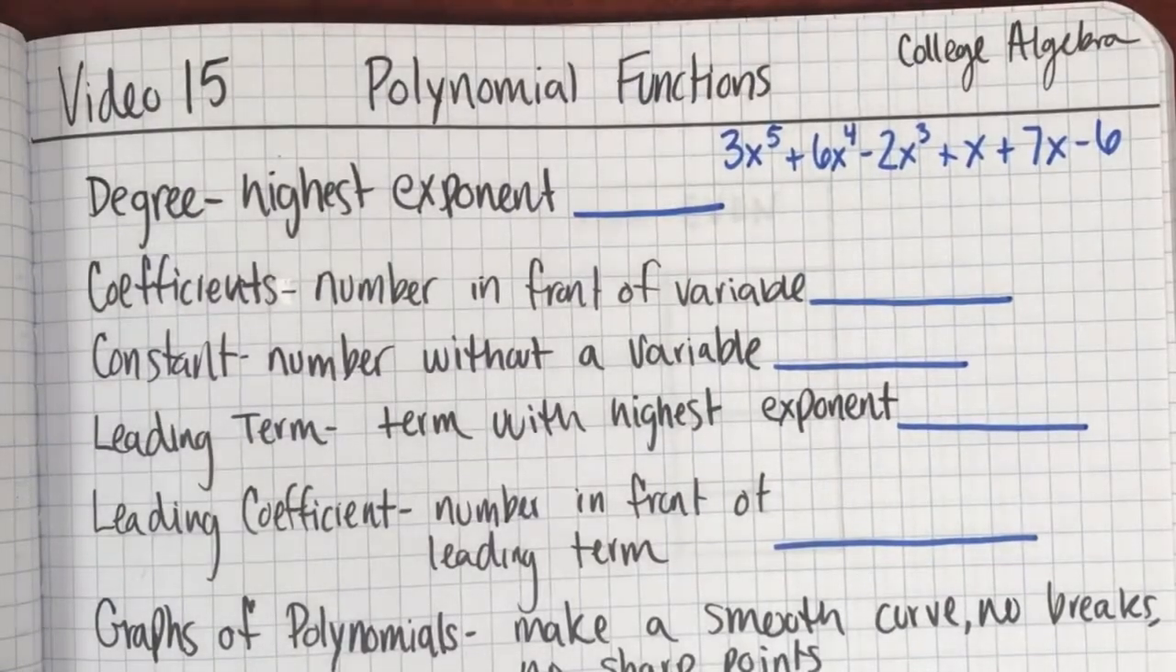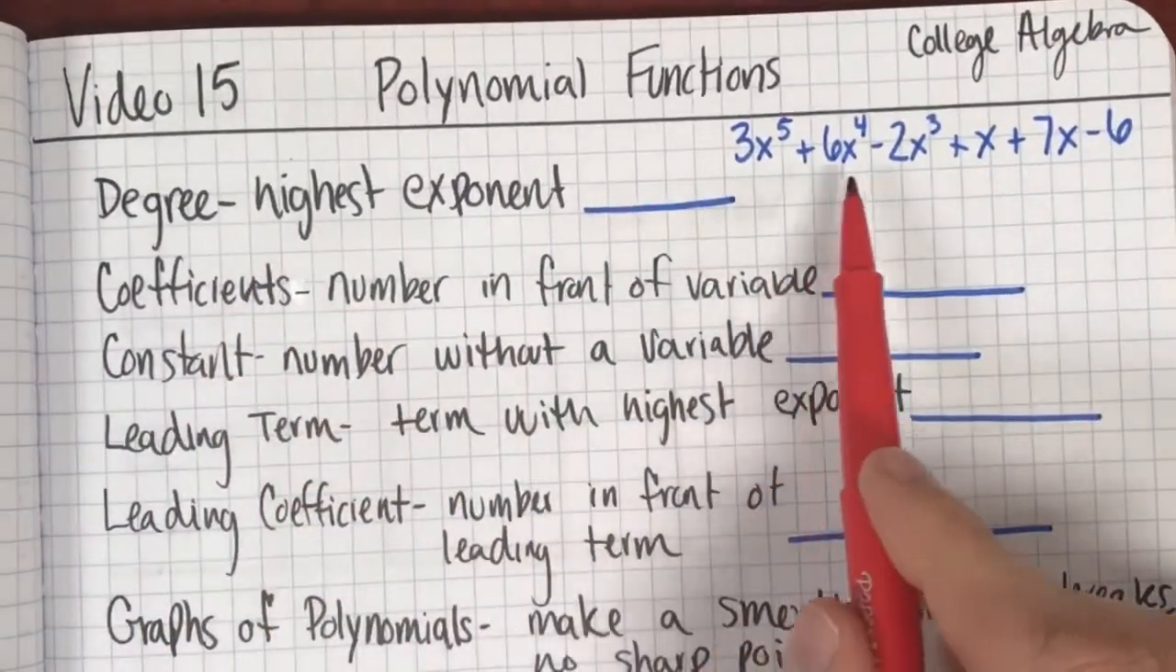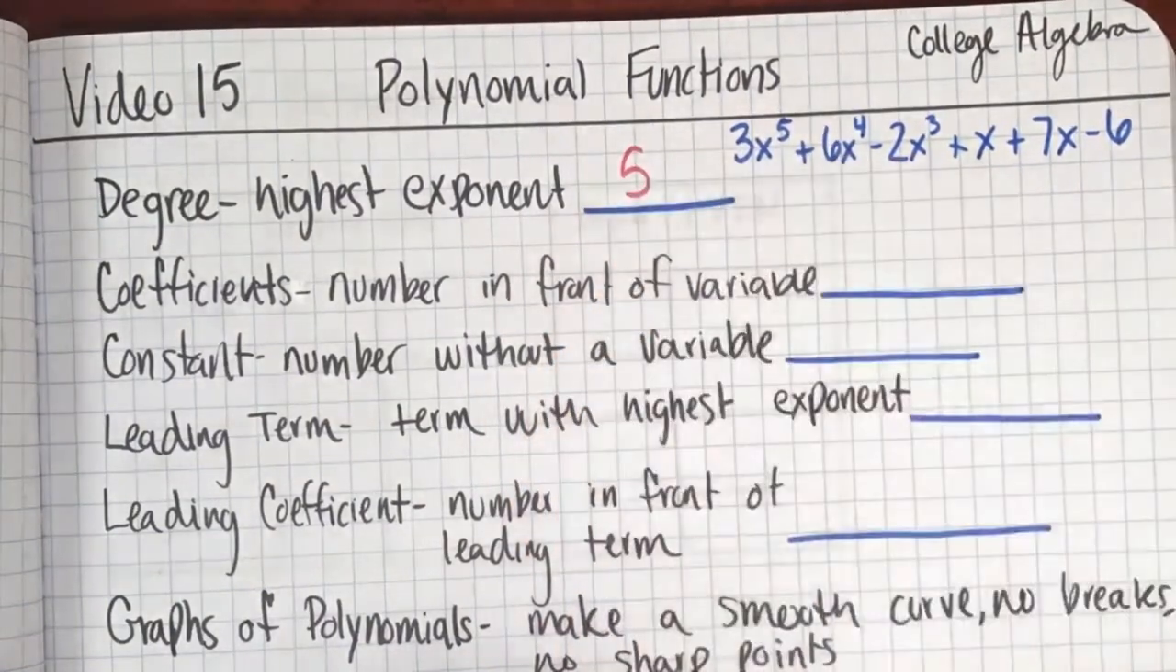Alright, this is video 15 for College Algebra, and we're going to be talking about polynomial functions today. So first we just need to look at some vocabulary. First of all, the degree is the highest exponent. So with our example here, the highest exponent would be 5.